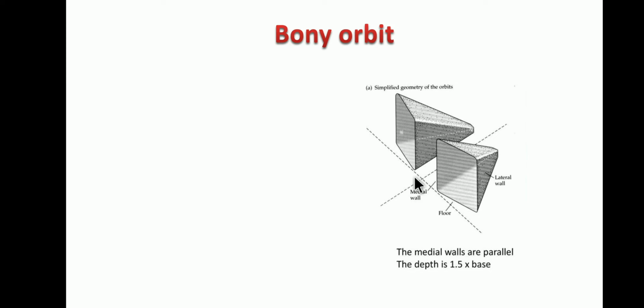Now why is it like that? Because the medial walls are parallel to each other, whereas the lateral walls converge towards the apex. So it is a pyramidal shaped cavity with the lateral walls converging. Because of this, the two orbits project like a telescope, and mainly it is for our binocular vision. That is how the orbit is constructed.